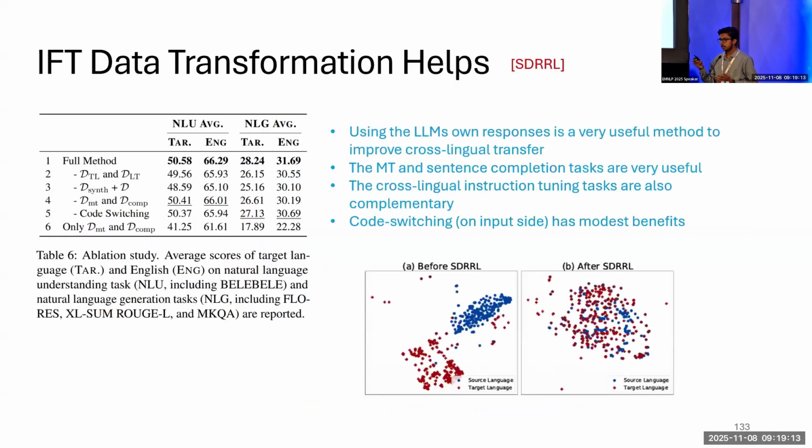So we saw that these simple data transformations help the LLM's own responses in a better way to improve cross-lingual transfer. We saw that the MT and sentence completion tasks are very useful, and the cross-lingual instruction tuning tasks are also complementary. And code switching on the input side has modest benefits. So if you see the plot, before doing these transformations, you see that English and non-English are separated, but after doing these combinations, you see that they are more aligned together, which means better cross-lingual alignment.